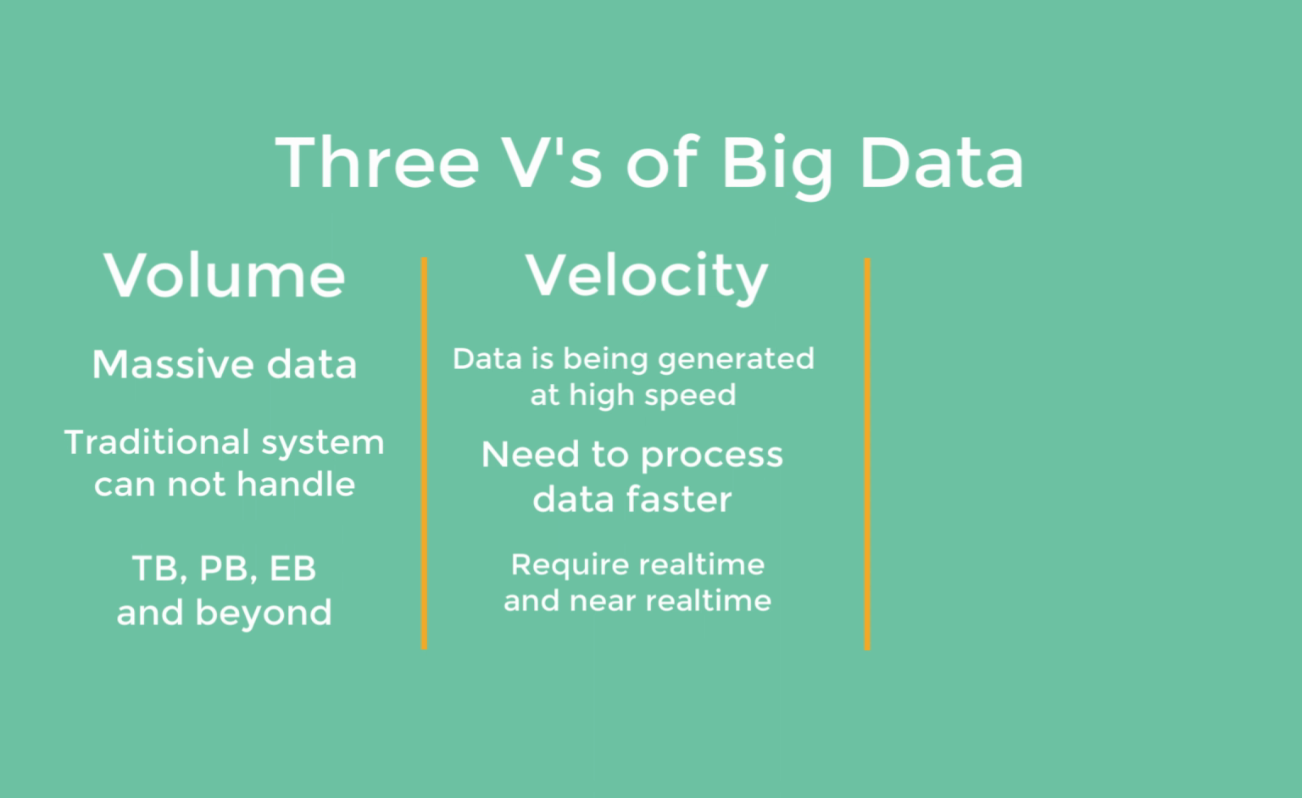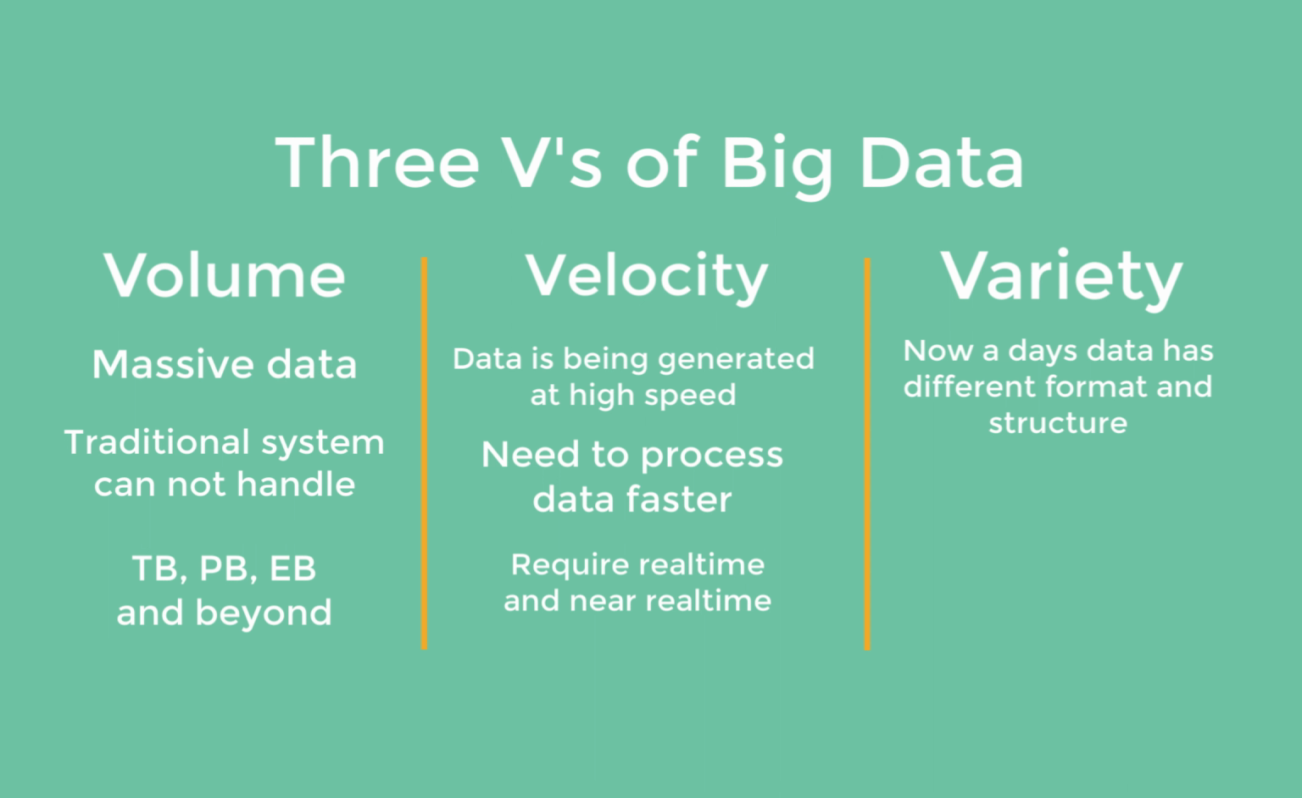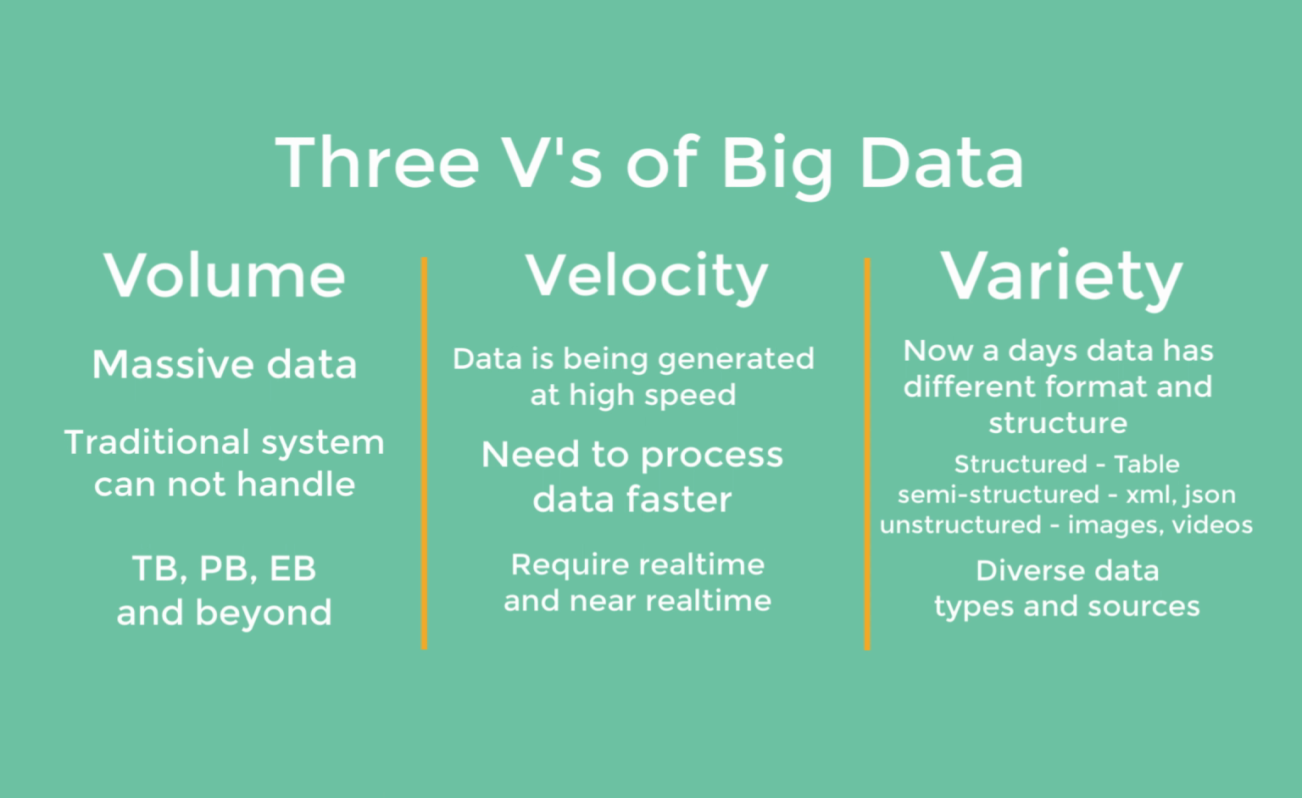Correct? Then we have variety, which means big data comes in various formats and structures. It includes structured data, like data in a table format that we have in a relational database system, semi-structured data like XML and JSON files, and unstructured data like text documents, images, and videos. So big data can have diverse data types and sources, making it challenging to process and analyze using traditional systems, because back in the day we were mostly dealing with structured data, but now in this digital era we have different structures and formats of data coming from all over the place.